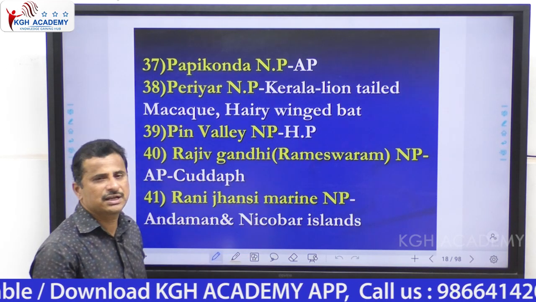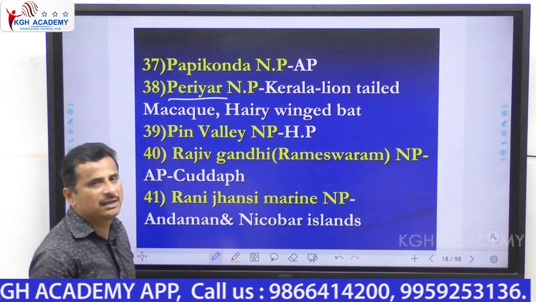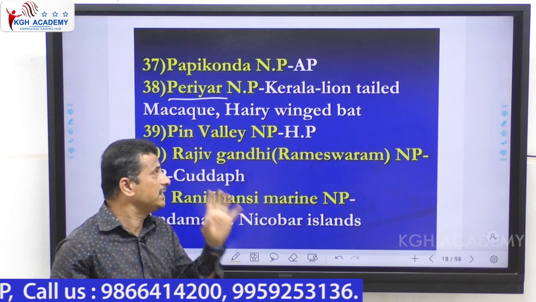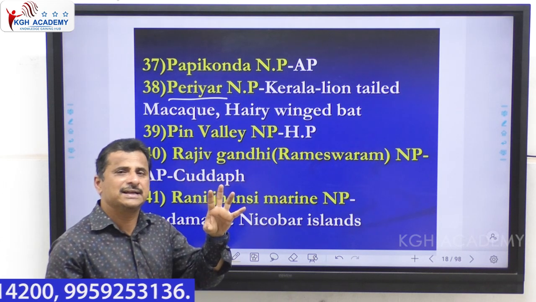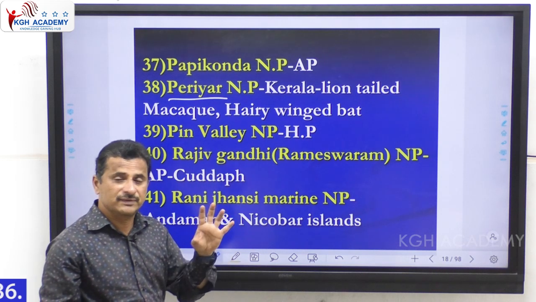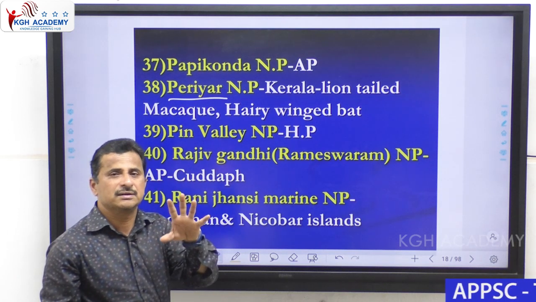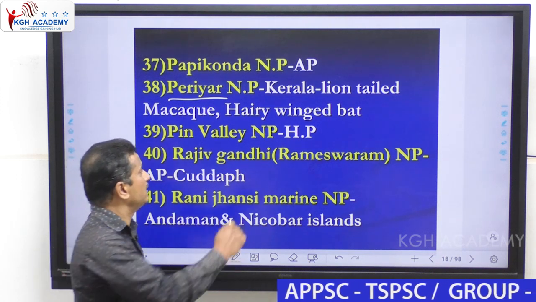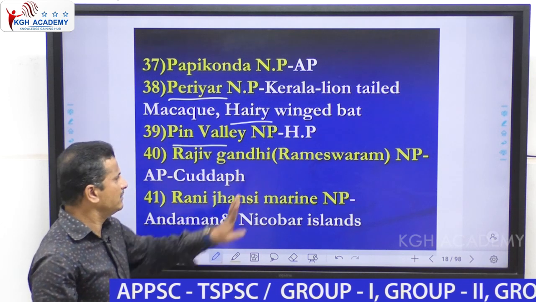And next, Papikonda National Park, Andhra Pradesh, and Periyar National Park, Kerala. This is famous for the lion-tailed macaque. Lion-tailed macaque is a monkey. This is very famous and only present in the Nilgiri Hills area, the Western Ghats area. So you can expect questions like which of the following monkeys is only present in the Western Ghats. Here, lion-tailed macaque, and another one is the hairy-winged bat. And Pin Valley National Park is present in Himachal Pradesh.